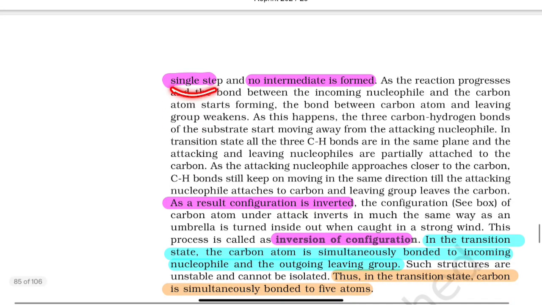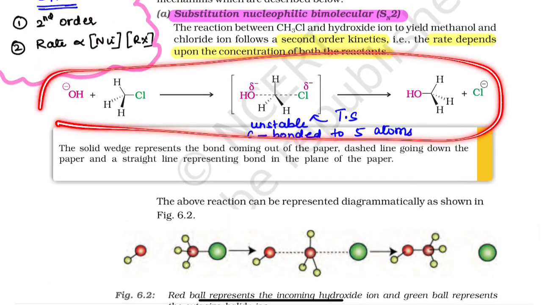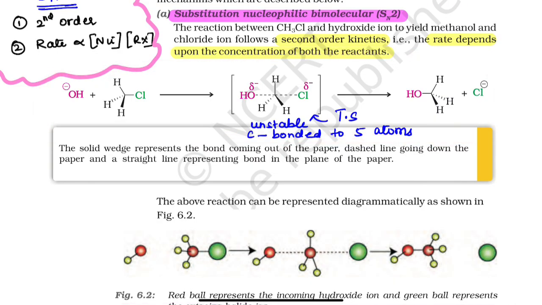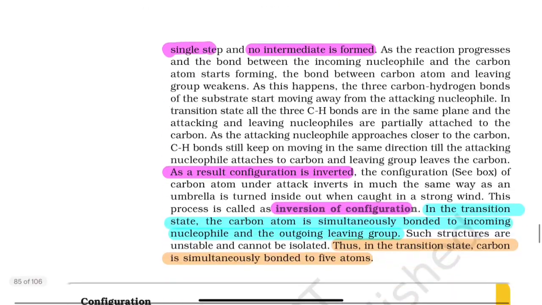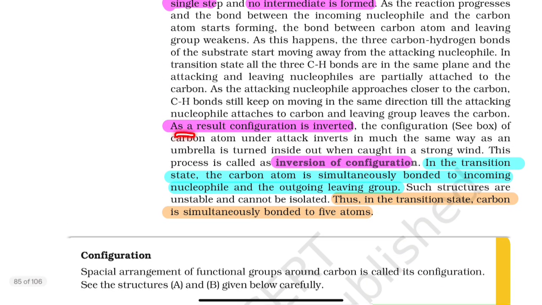So here you can see this is a single step reaction. If you see the reaction, all this is taking place in one step. So if it is a single step, the same step will be the rate determining step. The rate determining step will be the slowest step. Since only one step is there, this itself will be the rate determining step. And here you can see as a result the configuration will be inverted. Inversion of configuration will take place.